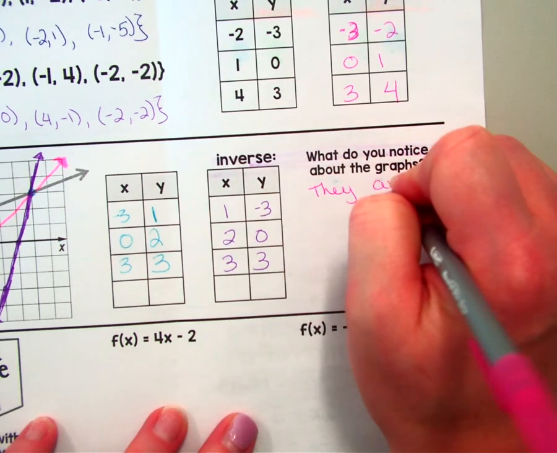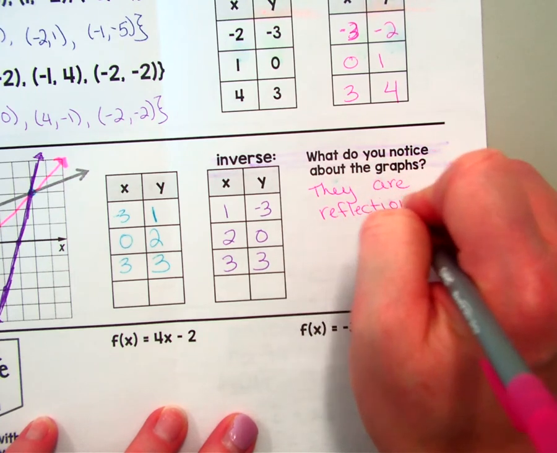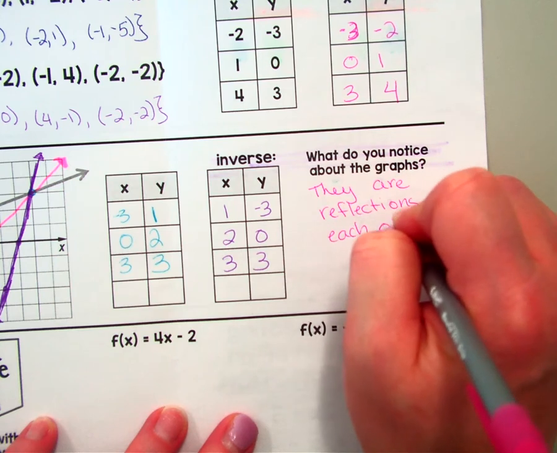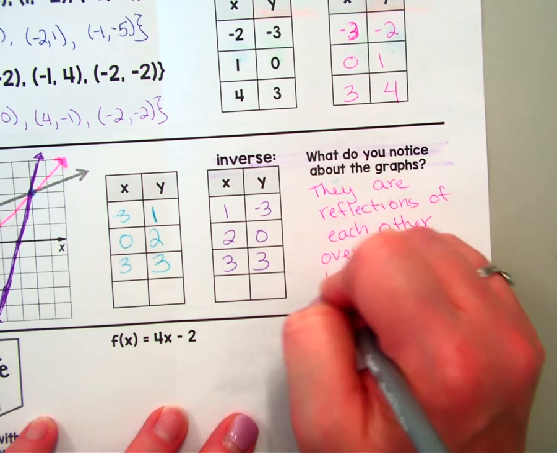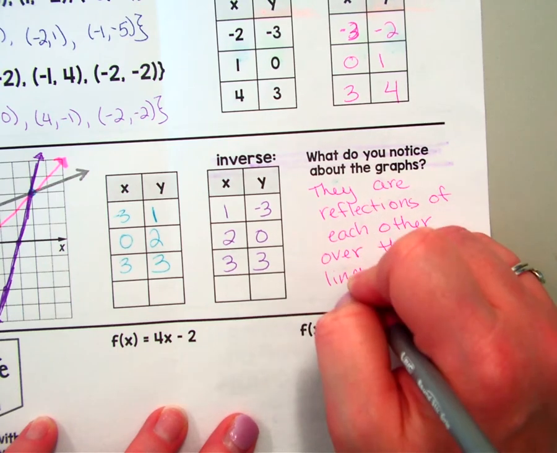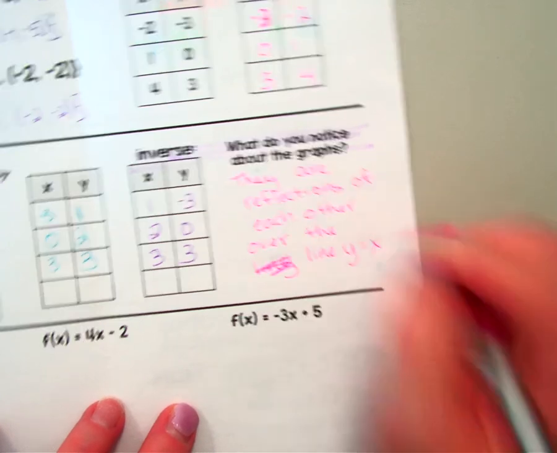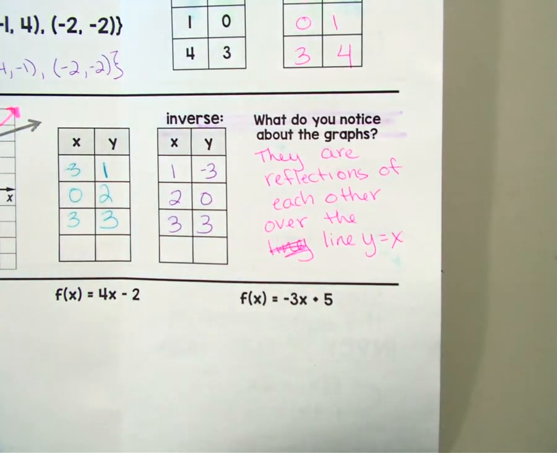They are reflections of each other over the line y equals x. I can't spell today. I put a y at the end of line. That doesn't go there. So inverses are reflections of each other over the line y equals x.